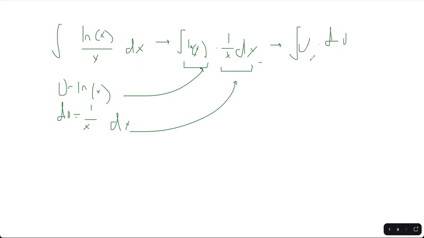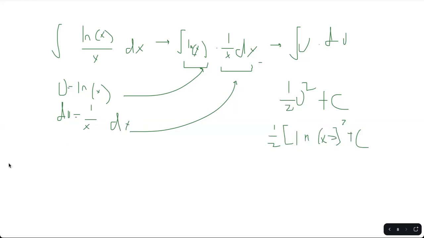The integral of u du, if u is just some random variable, where you can take the antiderivative, is going to be 1/2 u squared plus c. Now, finally, we plug back the ln x here, and we get 1/2 times ln x squared plus c. That's going to be this integral. There's one more thing to talk about with u substitution.